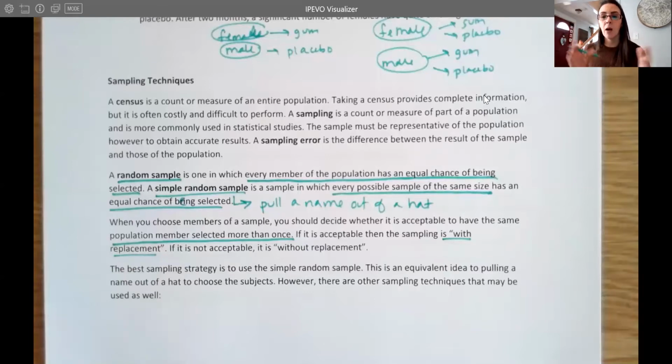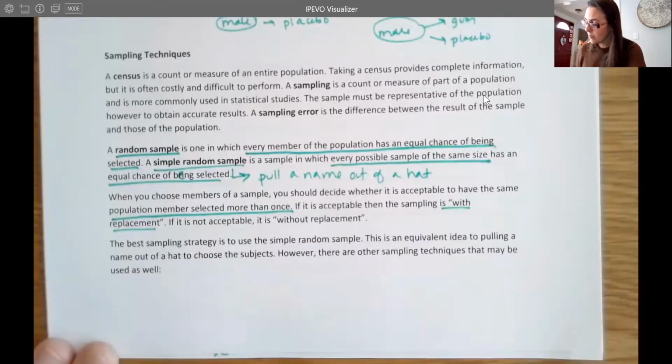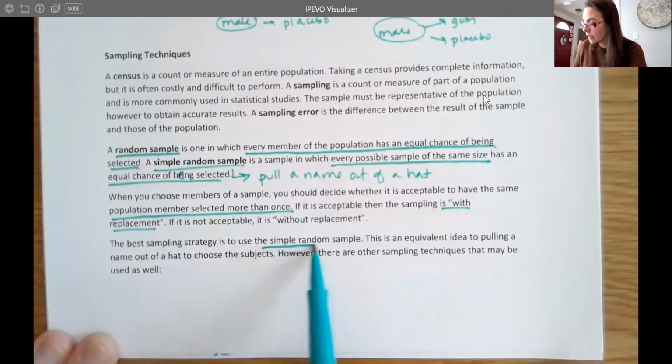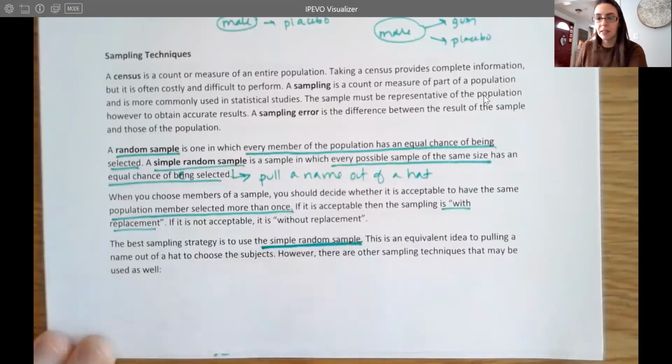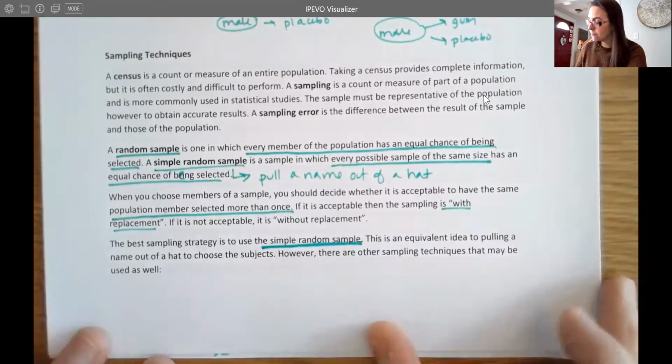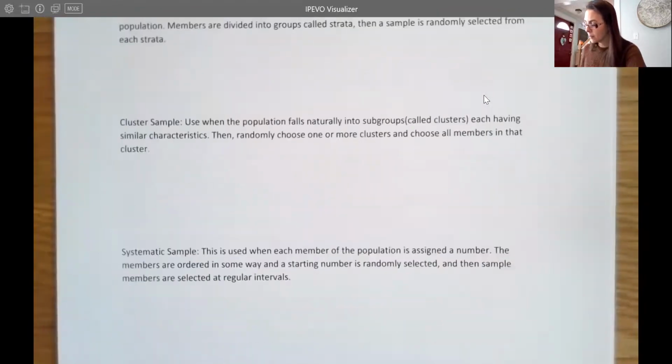Other examples are without replacement. Think about that raffle again. If you win once, then now you're done. You cannot win another prize. So that is without replacement. There are different ways to think about this. But again, the best strategies are simple random. If you can do that same idea of just randomly picking names out of a hat, that's the best thing you can do. It just may not always occur that way. So here are some other sampling techniques.